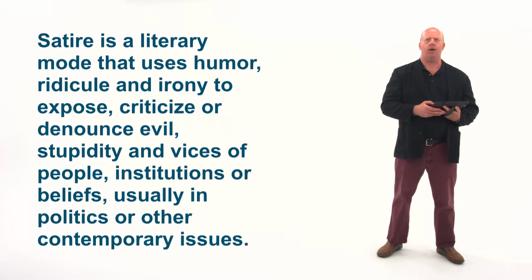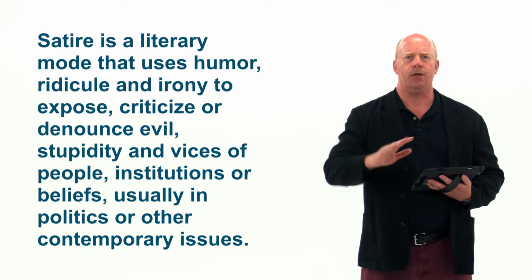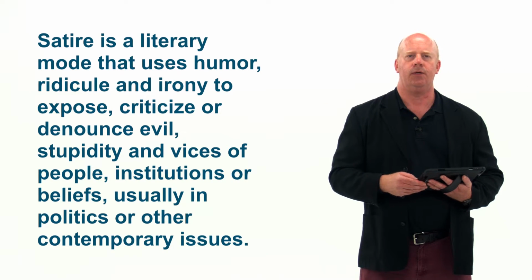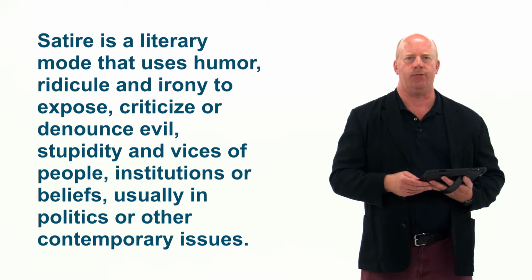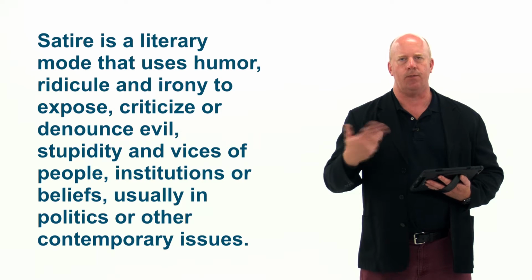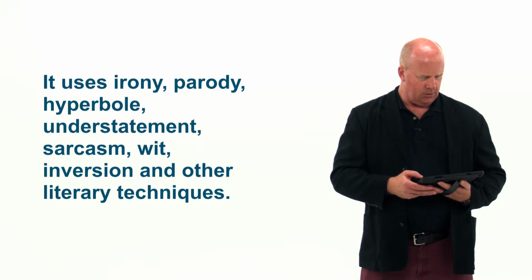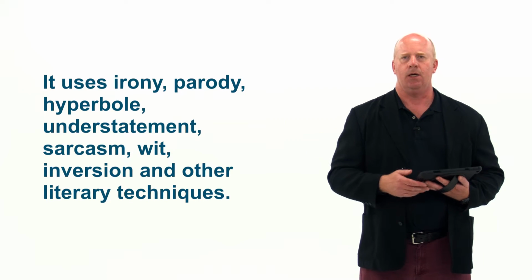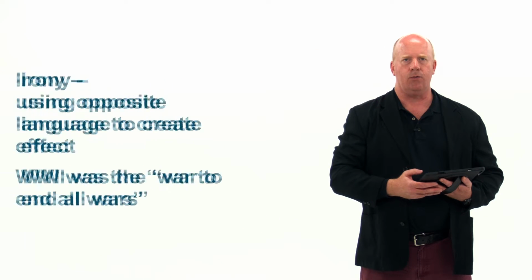So satire, we've seen some things with satire here, so quickly let's take a look at that. It's a literary mode that uses humor, ridicule, and irony to expose or criticize or denounce evil, stupidity, and the vices of people, institutions, or beliefs. So that's a long term there, but something that's satirical points that out. So it uses irony, parody, hyperbole, understatement, sarcasm, wit, inversion, and other literary techniques. So it really takes them all under its wing there.